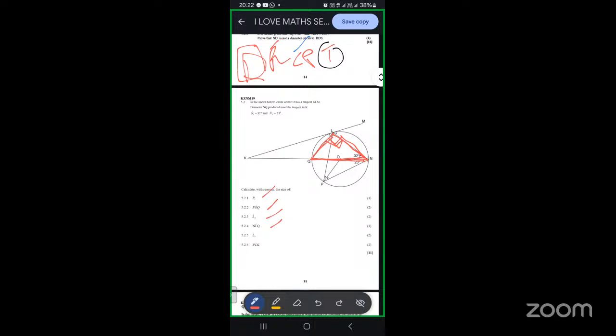Thank you, Ethan. Then now let's quickly move on to the next question, 5.2.5. Now that is requiring us to calculate the size of angle L3. L3 is just this part here. Is there any one of you guys who can give this one a try? It's not even that horrible.